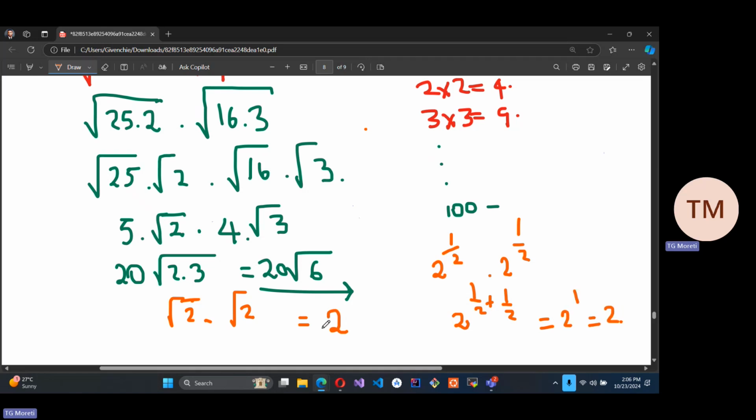So this is how we come to this part. But for this part here, you multiply them out inside the square root because the radicals will not cancel, and then your final answer is going to look something like this.